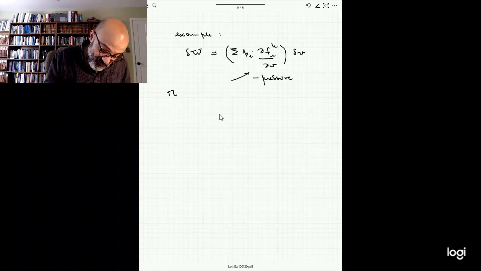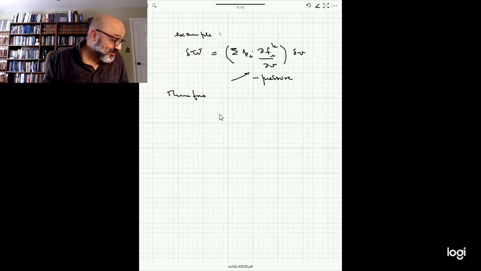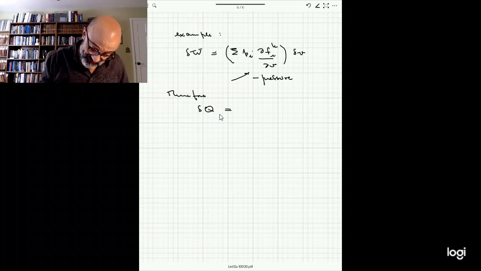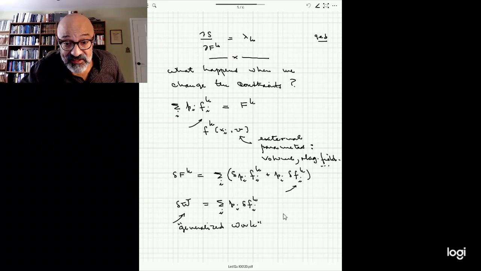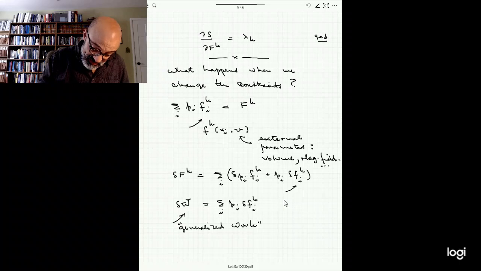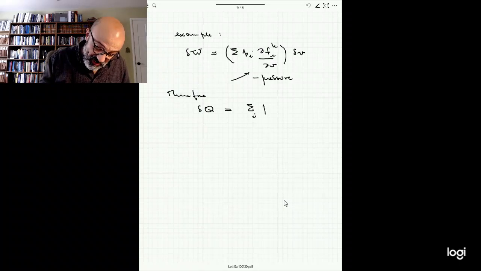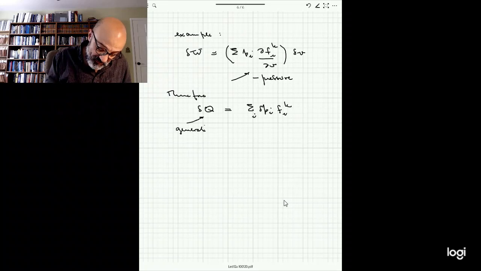Therefore, the remaining part, which is, what is it? The remaining part is the other piece, the sum of delta p_i f_i k. This is what we're going to call generalized heat.